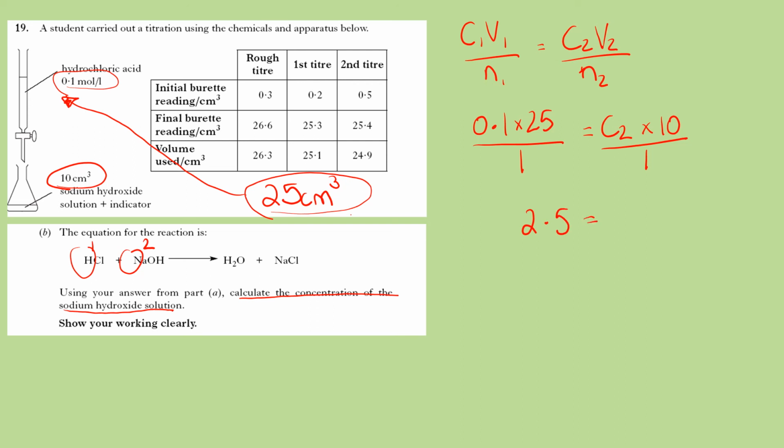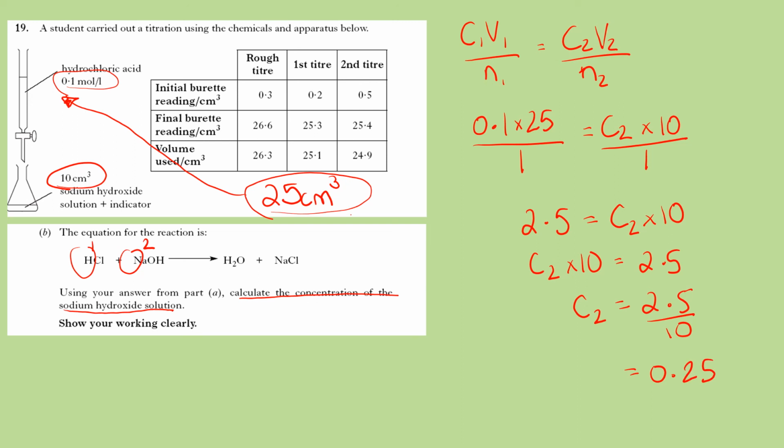C2 times 10 divided by 1, that's the same as C2 times 10. I'm going to do the swap over, the mirror image, because I want to keep my number on the left hand side. You don't have to do this step, this is just how I like to do it. Then I'm going to divide by the number next to the letter, so I'm going to divide by 10. 2.5 divided by 10 is 0.25.